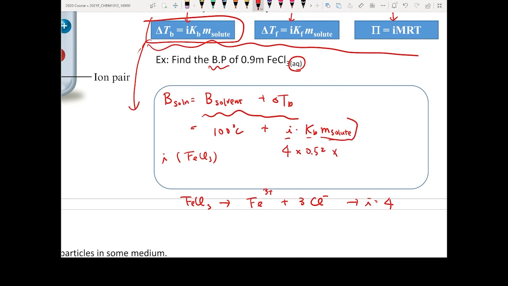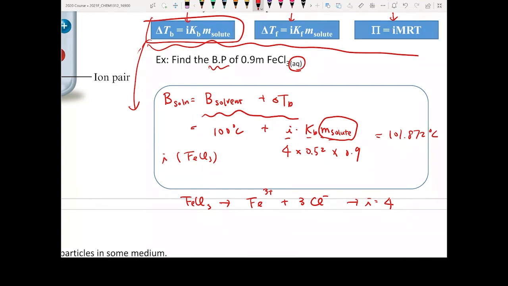Then you need to calculate the concentration of your solute. What's the concentration of your solute? 0.9, right? Then you do these calculations, and you will find the final answer is 101.872 degrees C. So it is not that difficult.